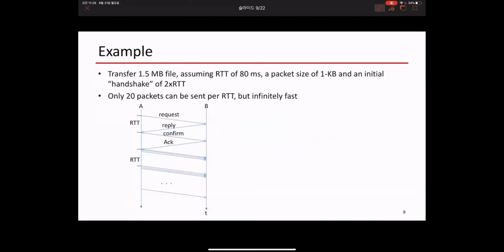Okay, let's go to the point. Now, the same environment. In this case, only 20 packets can be sent per RTT, but infinitely fast. After connection setup, I can send infinitely fast, but I can send only 20 of them, only 20 of them, only 20 of them. How long does it take for the whole packet? Let's spend 2 more minutes. I think you see enough how I solved it.